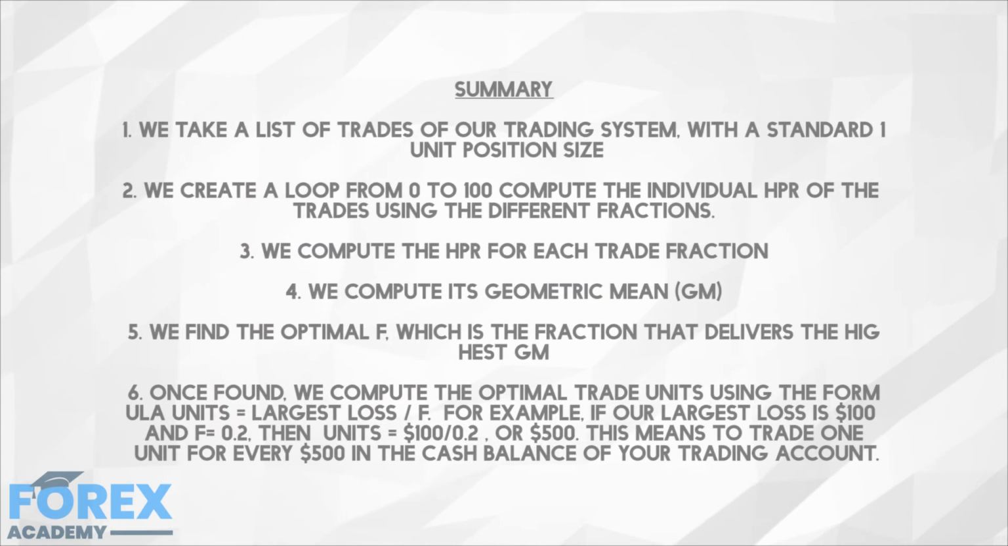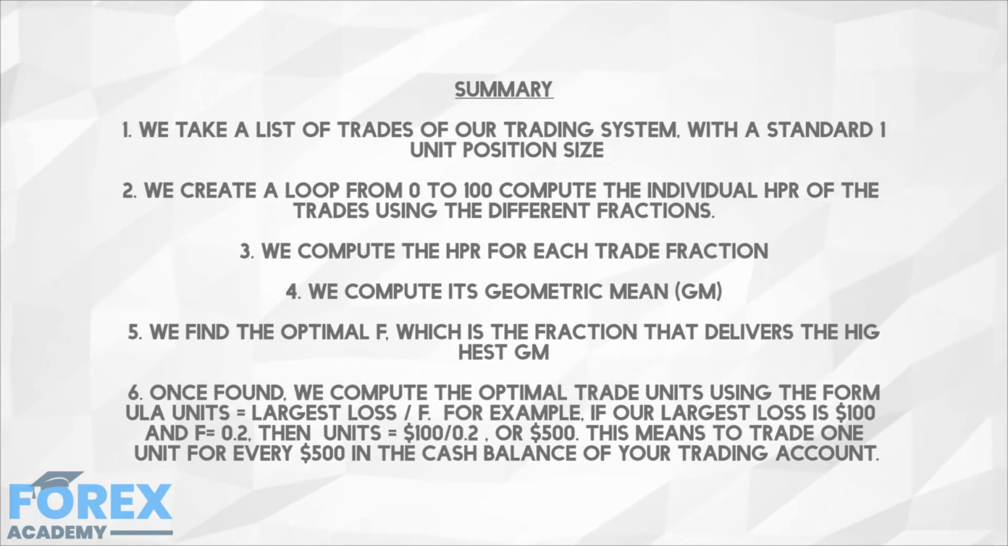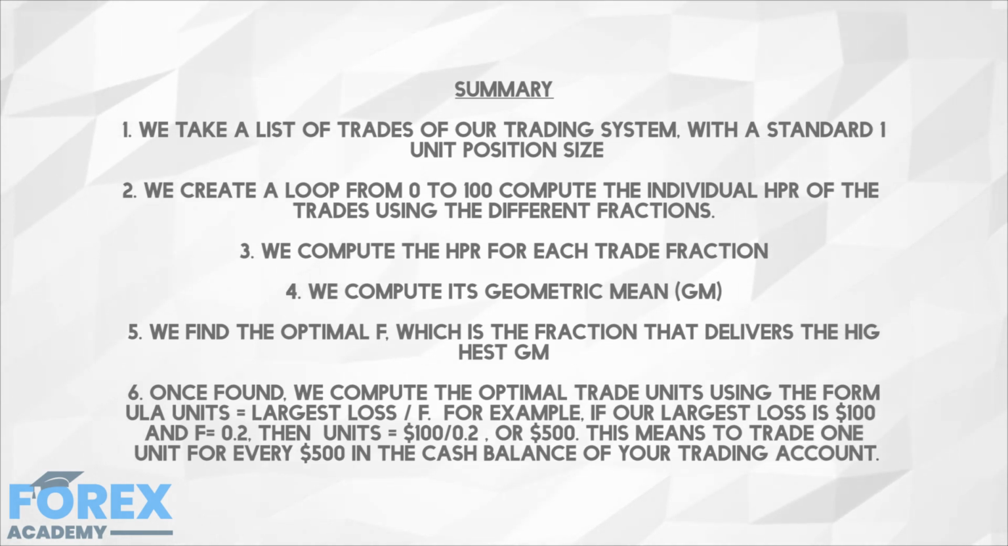To summarize, we can take a list of trades of our trading system with a standard 1 unit position size. We create a loop from 0 to 100 to compute the individual HPR of the trades using the different fractions. We compute the HPR for each trade fraction. We compute the geometric mean. We find the optimal F, which is the fraction that delivers the highest GM.